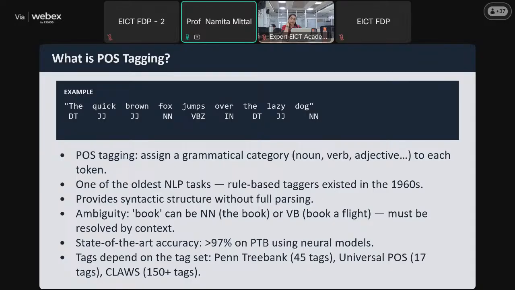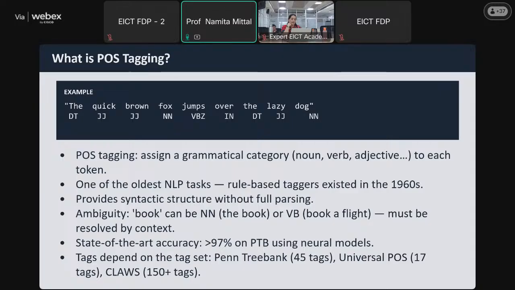Ambiguity: book can be NN. Now the annotators say we don't understand book. Is it a noun, or is it book a ticket, book a flight? So which book are you talking about? Write a book, read a book, it is a noun, while book a flight is a verb. So it must be resolved by the context. Book a flight means it is a verb. We can understand it. While read a book, give me a book, then it is a noun.